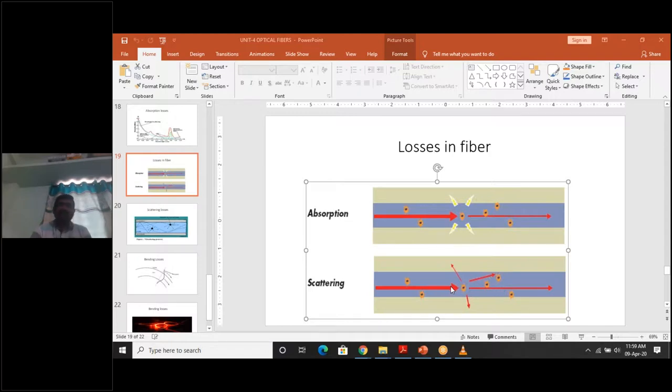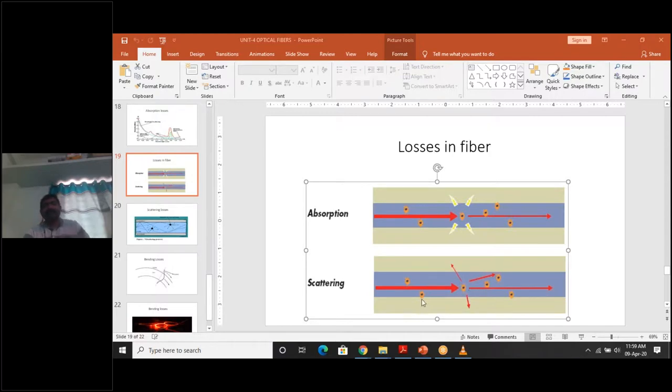Okay, so these regions act as scattering centers, which means the light hits this particular center and goes away from the core medium, from core to cladding. So this center will scatter the light from core to cladding. So the output gets reduced.